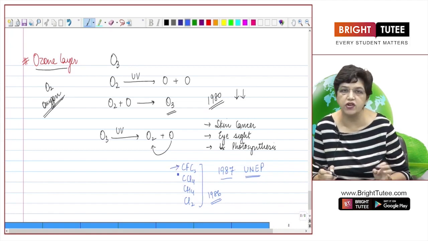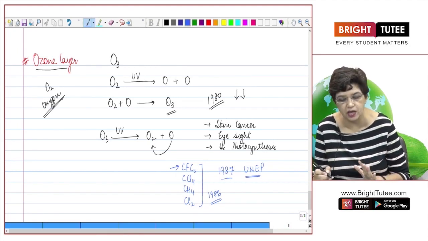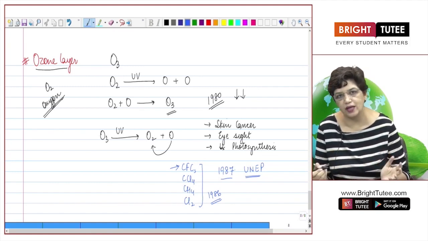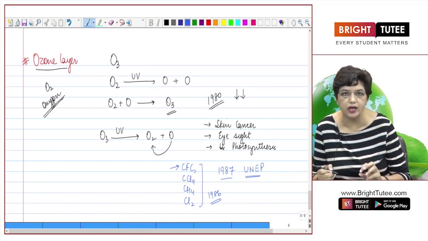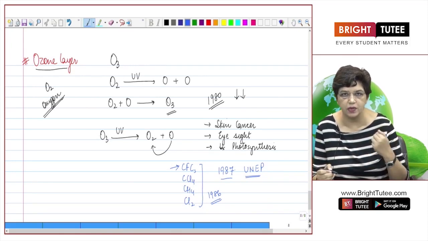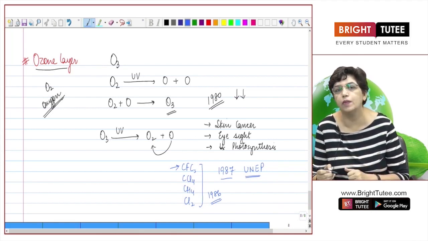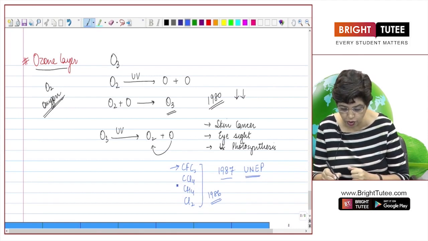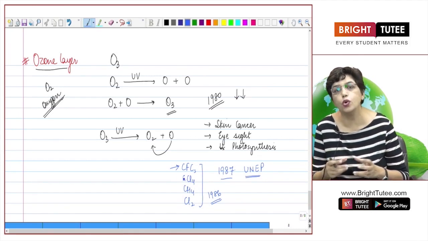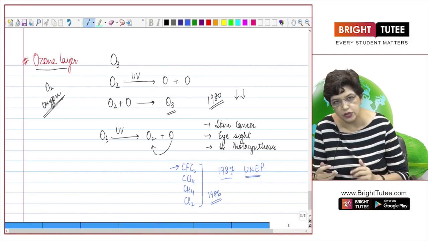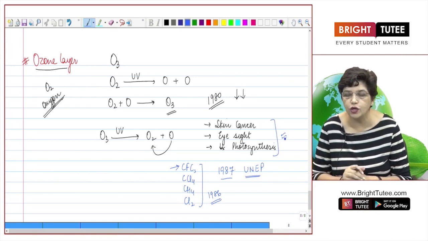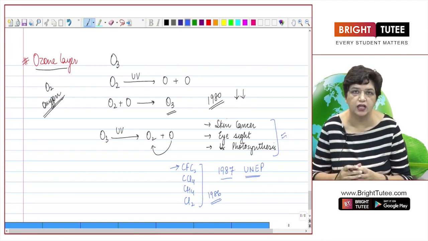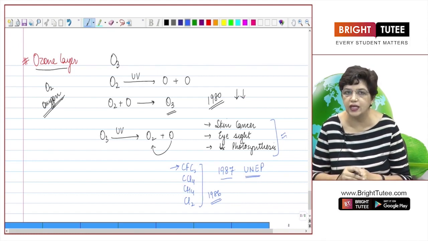CFCs especially are used in refrigeration and air conditioning. So it is very important to reduce the use of these chemicals to protect the ozone layer and the environment. It has been found that there is a big hole in the ozone layer above Antarctica, that is above the South Pole, and even a small hole above the North Pole. If we do not reduce the use of these chemicals, this hole will keep on increasing and more UV rays will reach the earth, which will lead to many such problems. So this is one of the ways in which human activities are harming the environment and creating an imbalance.